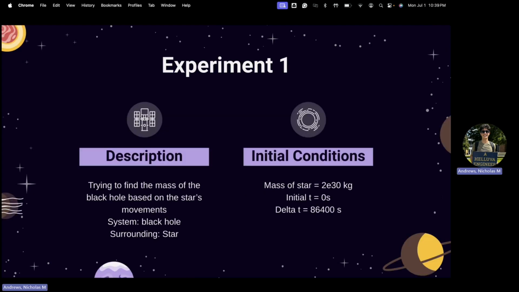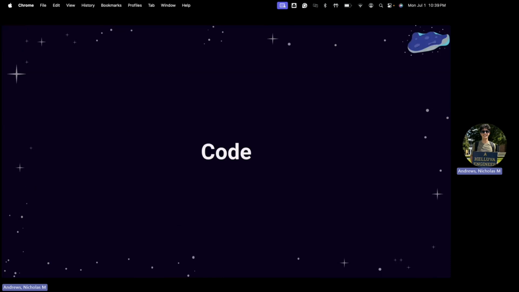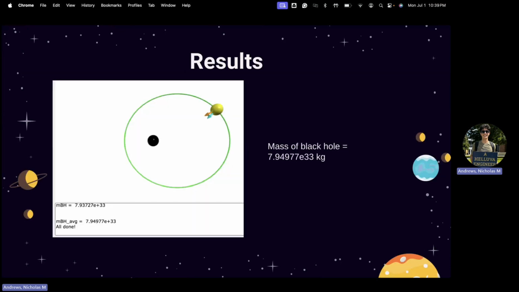Experiment 1. In experiment 1, we tried to find the mass of the black hole based on the star's movements. The initial conditions were mass of star 2 E30 kilograms, initial time 0 seconds, delta time 86400 seconds. Result: the mass of the black hole was 7.94977 E33 kilograms.